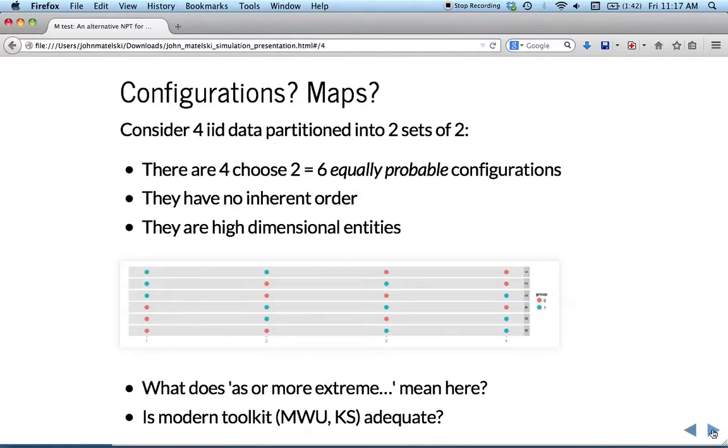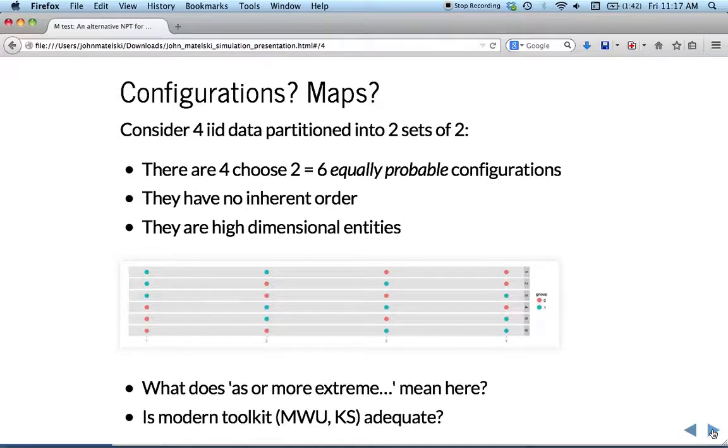So configurations of the data, mappings, what am I talking about? Let's consider just a very simple case where you have 4 IID data. In this case, they don't look so IID, they look more like 1, 2, 3, and 4, but that's because that's what they are. But in any case, this is representative of the ranks of any random variates. Okay, so there are 6 different ways that this could happen completely randomly.